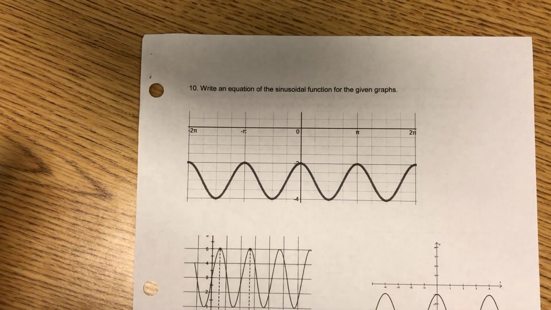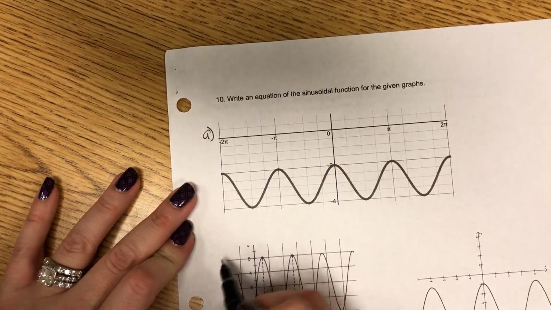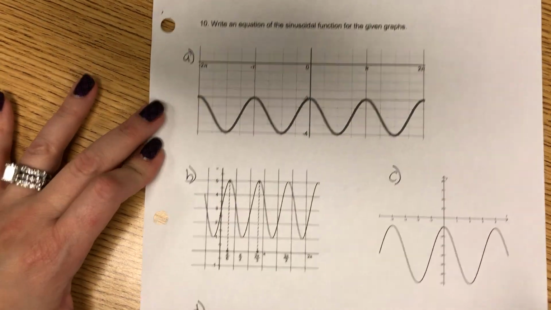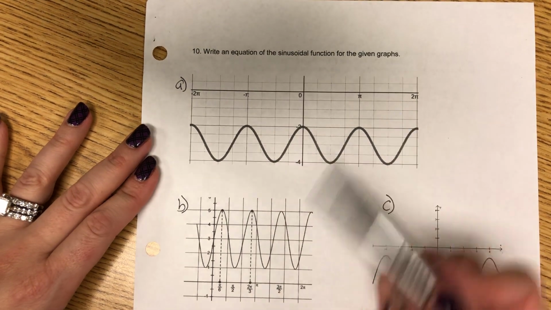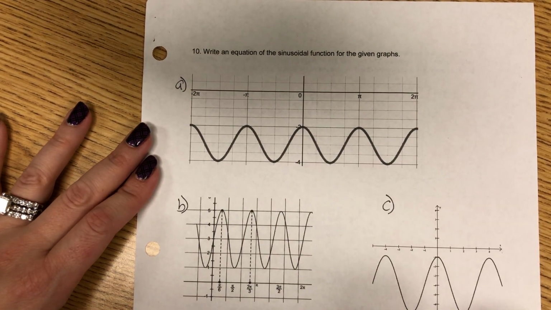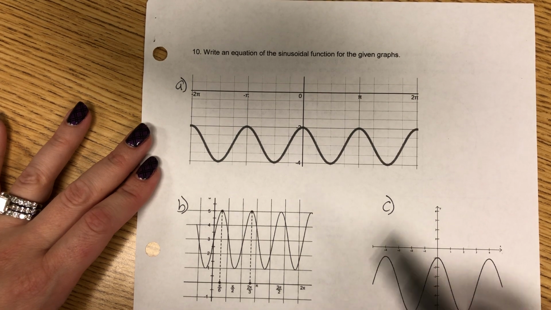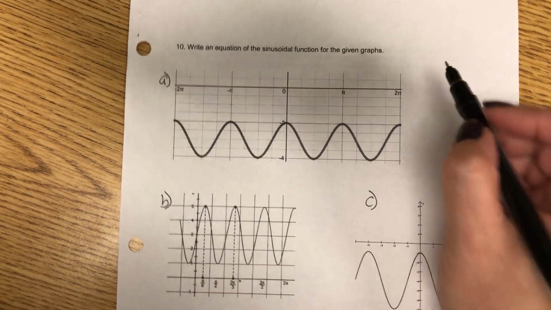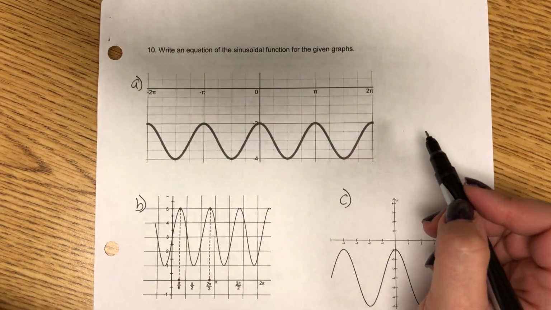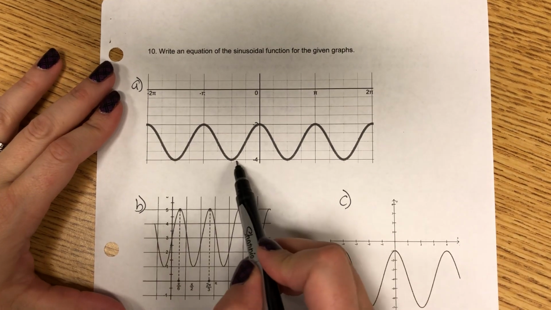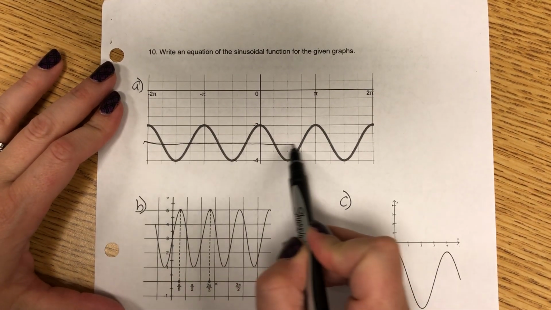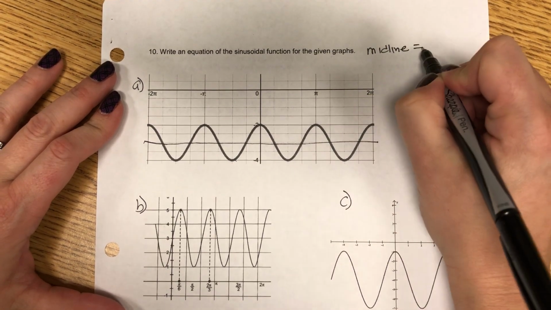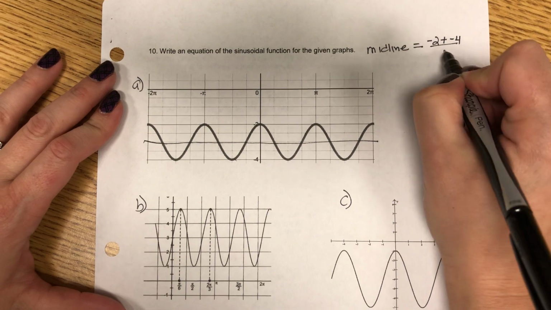All right. 10, let me just label these A, B, C, and D. All right, for A, it says sinusoidal function. So you can pick sine or cosine. I will pick the one that makes the most sense based on where the graph starts. I like to find my midline first, or the vertical shift. That's here. You can find the midline by adding the max and min and dividing by 2.